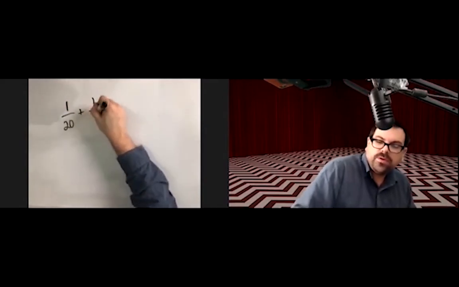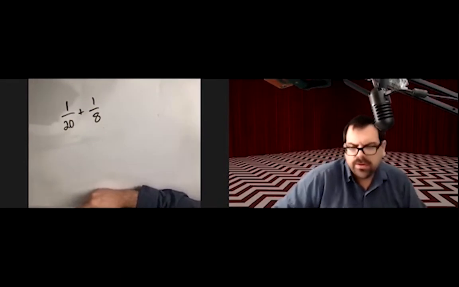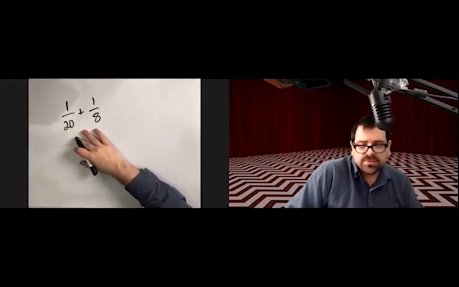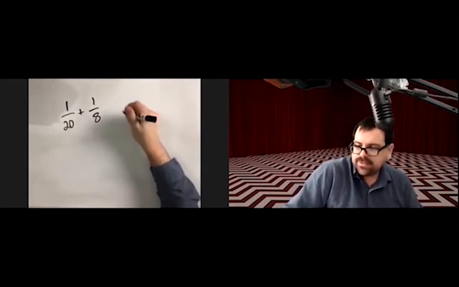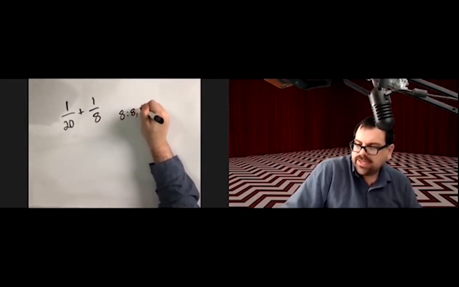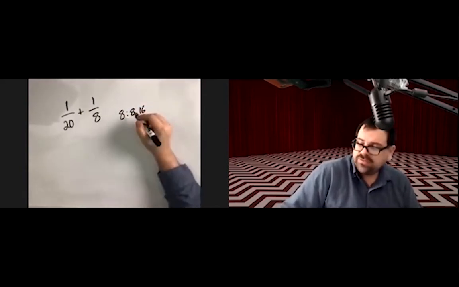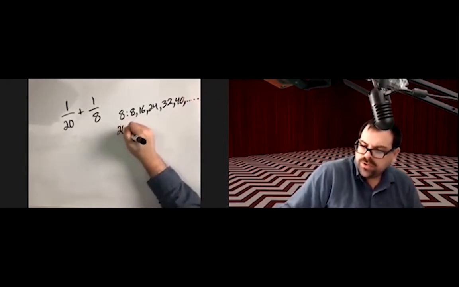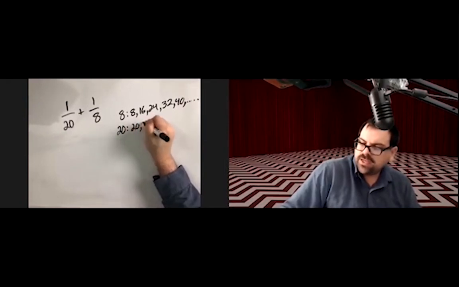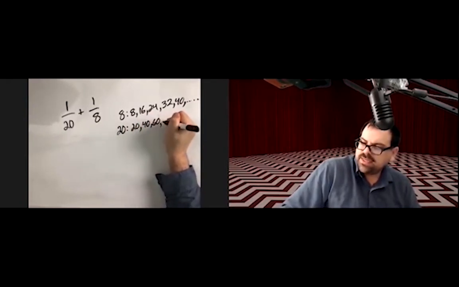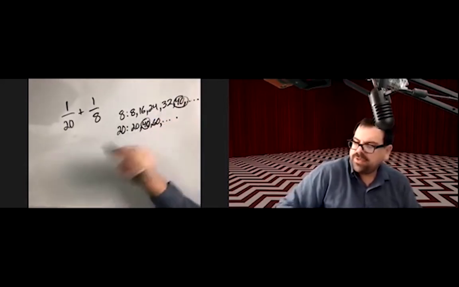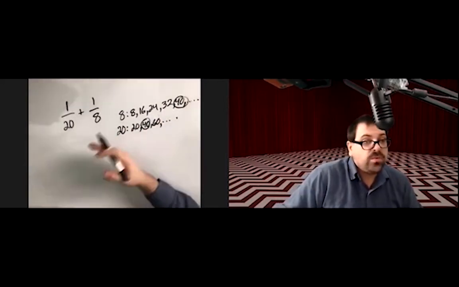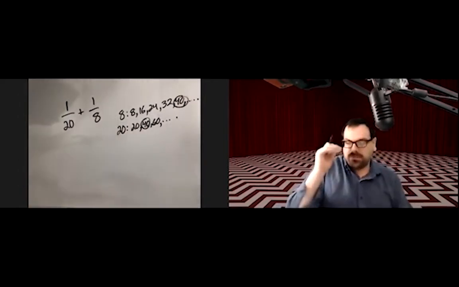1/20 plus 1/8. The long way of finding these multiples, we would have to skip count. 8, always start with the number itself. 8, 16, 24, 32, 40, and so on. 20 would be 20, 40, 60, and so on. And that first number in common is 40. So we know our common denominator is going to be 40.